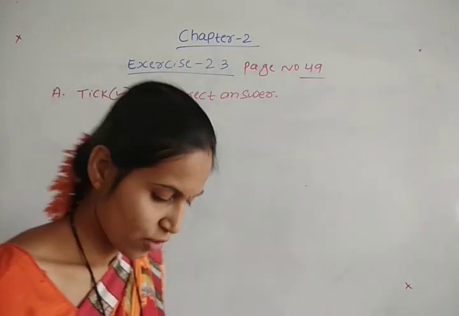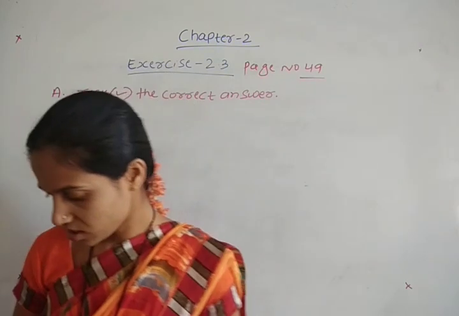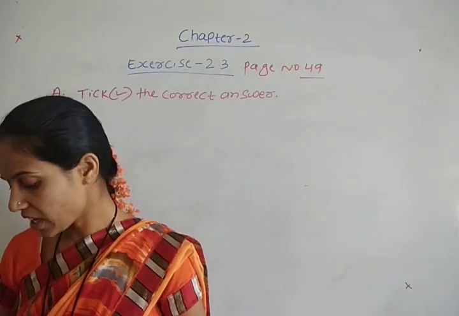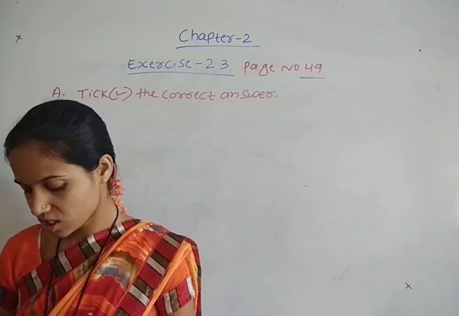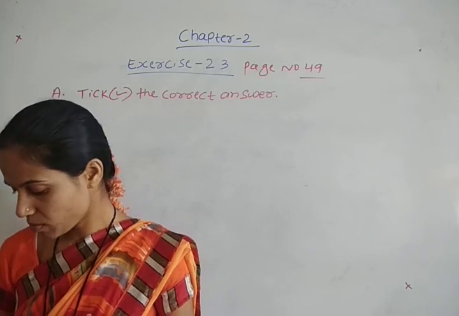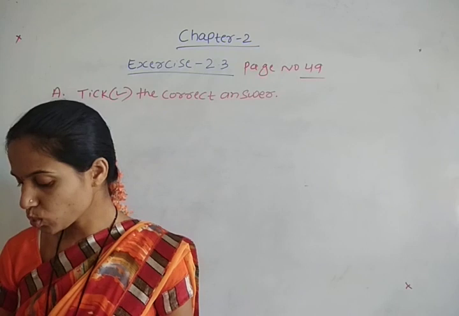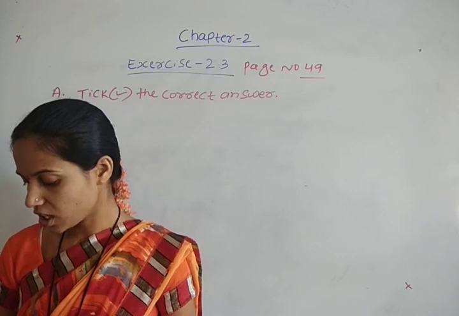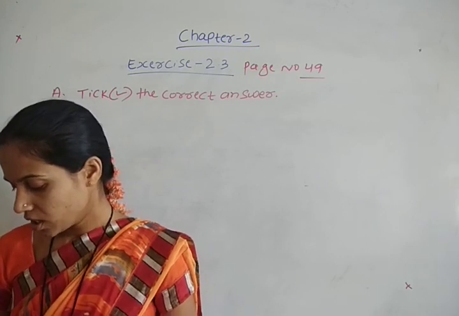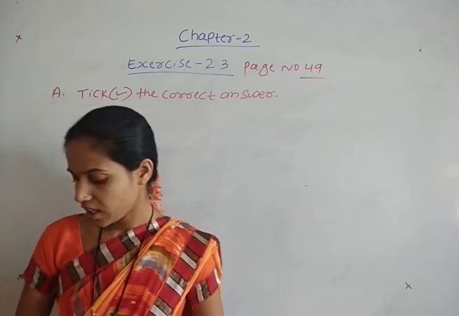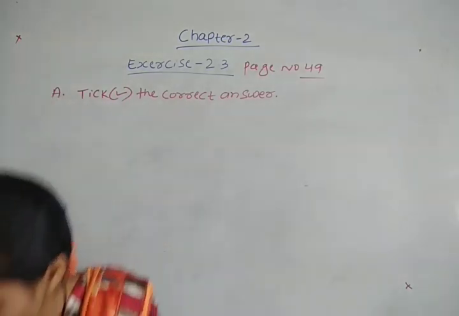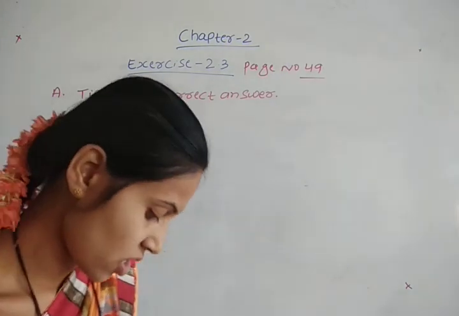The question number 5, what they have asked: which number should be added to 72,613 to get 93,862? Okay, I will write the question here.